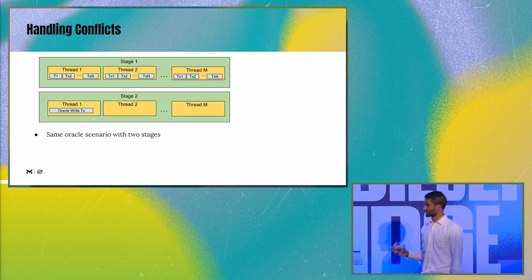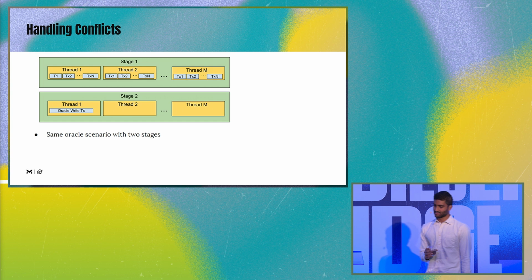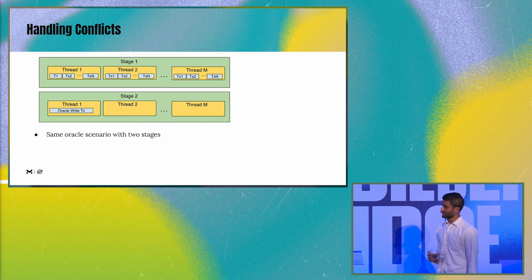Now let's look at the same scenario, but with 2 stages. And now, as you can see, the Oracle write transaction has been moved to a different stage, allowing the reads to be parallelized. And we've seen that this stage mechanism works well for handling conflicts.